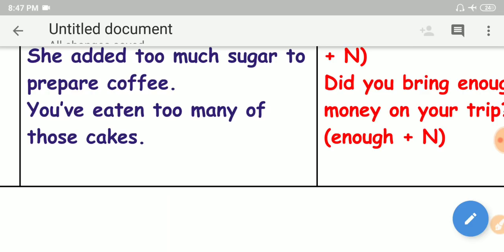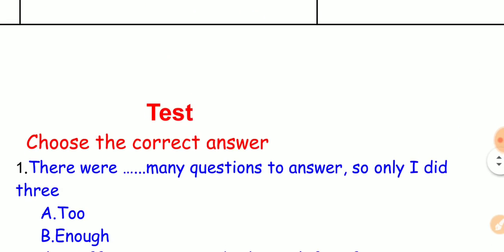So now let us go and learn through a test. We have some technical questions for the test. So let us go and learn. Also, choose the correct answer.